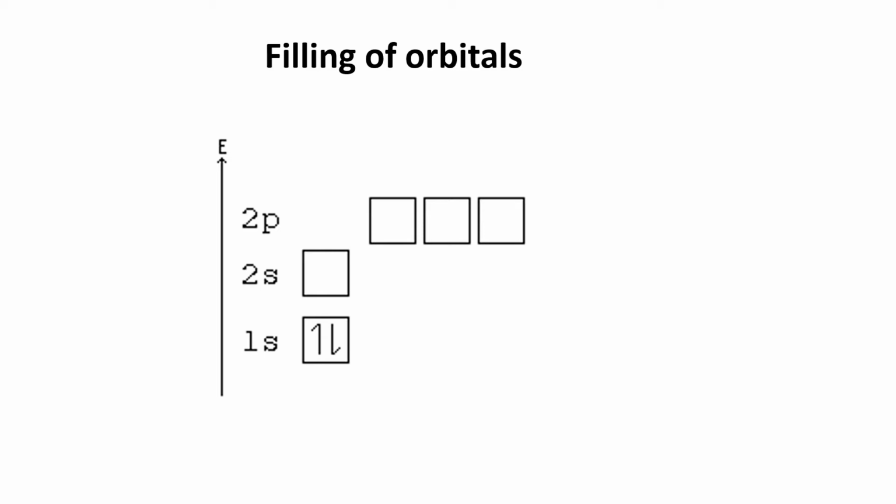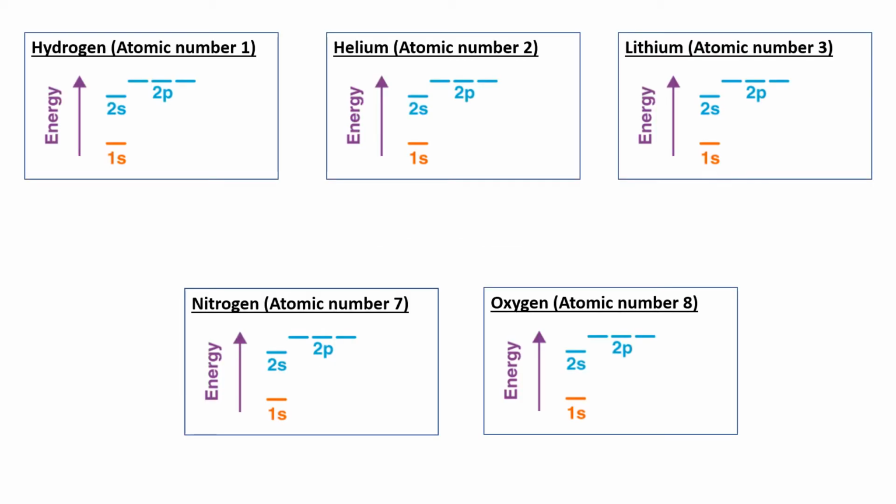Let's see some examples. The first example is hydrogen. Hydrogen has atomic number 1, which means the number of electrons in hydrogen is 1. When we start filling the orbitals with these electrons, we start from the lowest orbital, which is 1s. So the first electron will come in 1s. The electronic configuration of hydrogen would be 1s1: the superscript 1 because it has 1 electron, and 1s means the orbital is 1s.